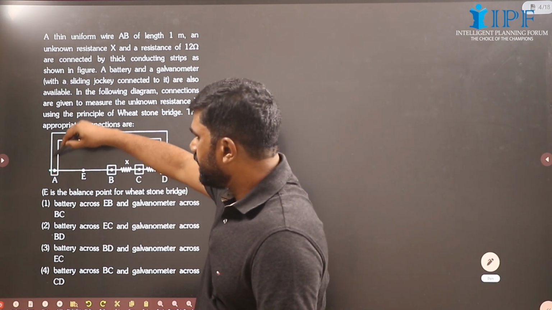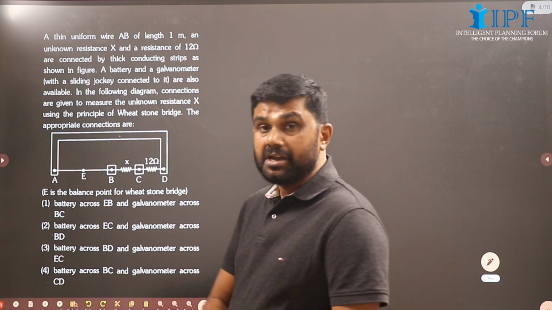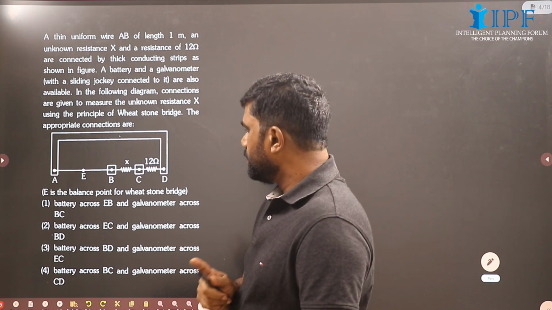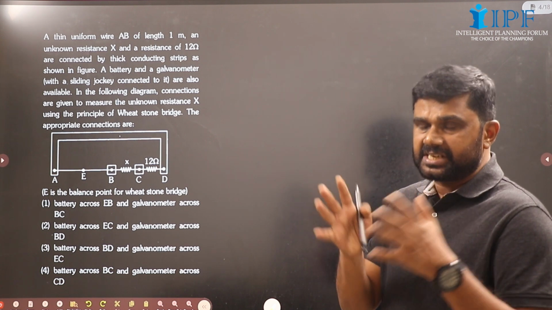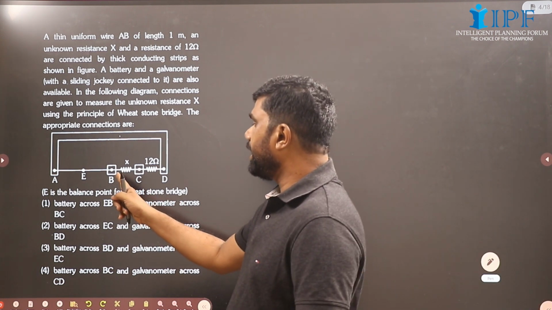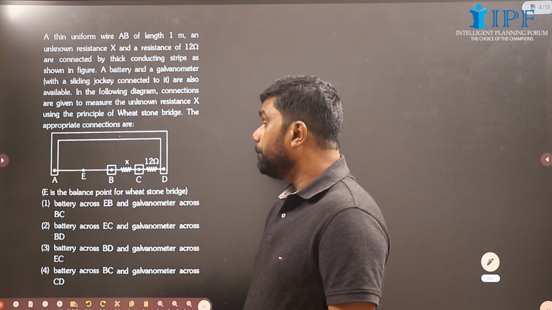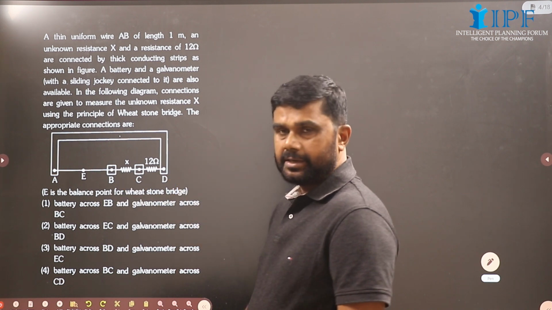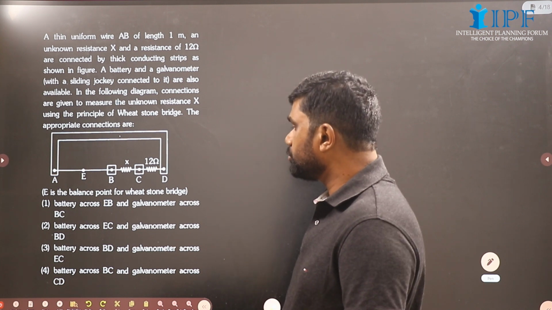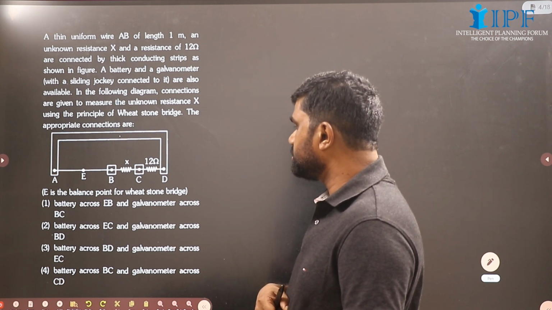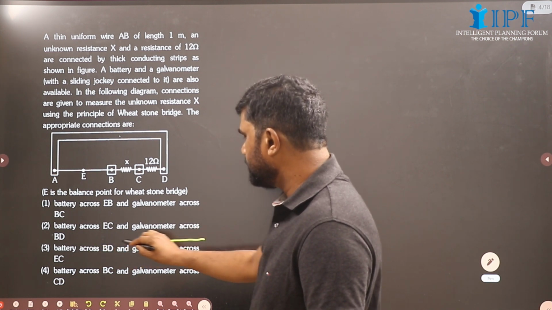Actually, as this is a metal strip, these 2 points are identical, means A and D are electrically identical. Okay, and see, the cell is to be connected across the resistance wire, or across B and A, or we can say it is to be connected across B and D. Cell across B and D, then the galvanometer should be connected across E and C. Okay, battery across B and D, galvanometer across E and C.